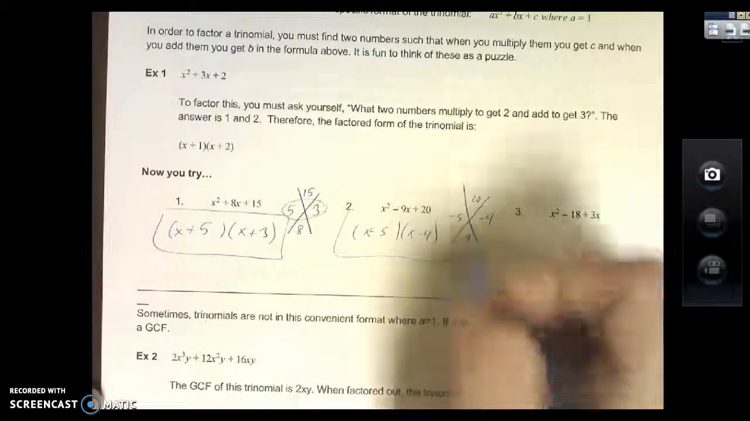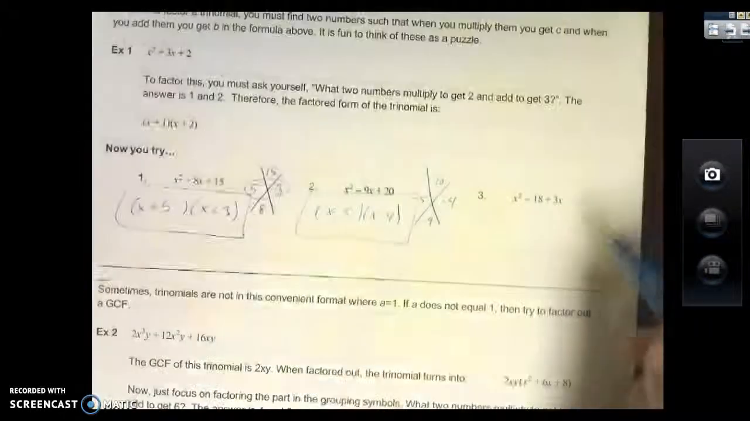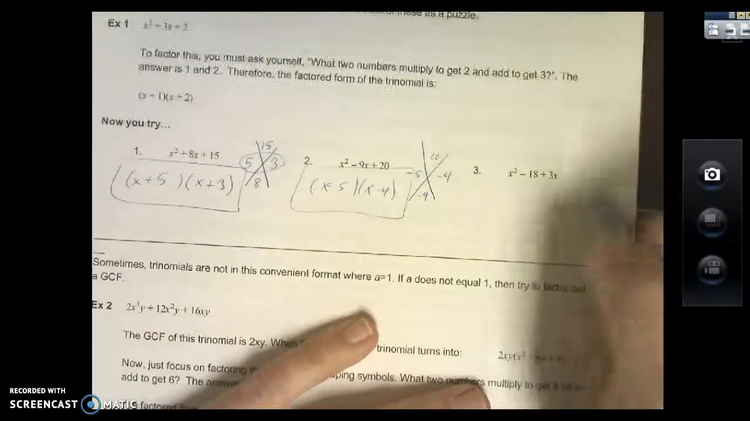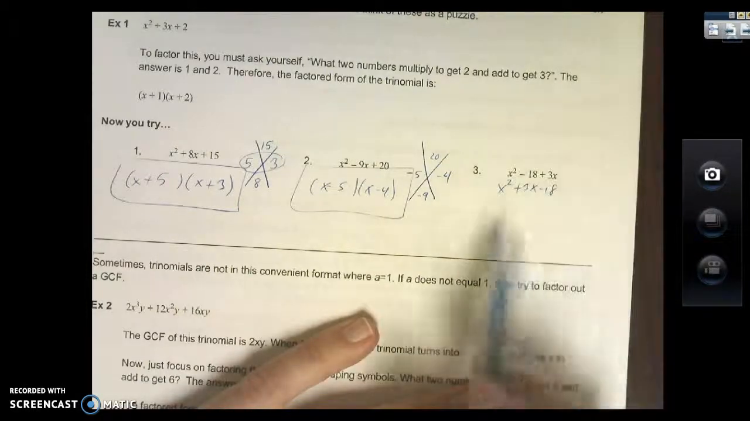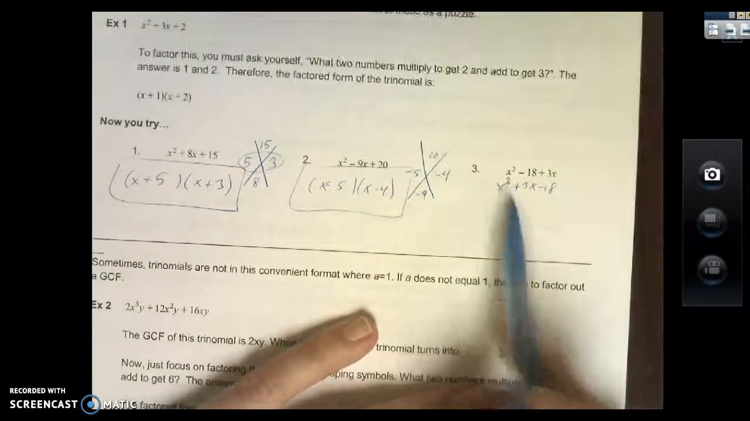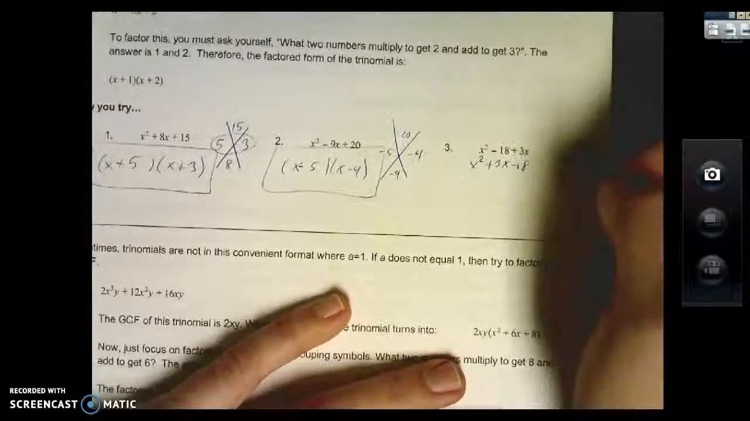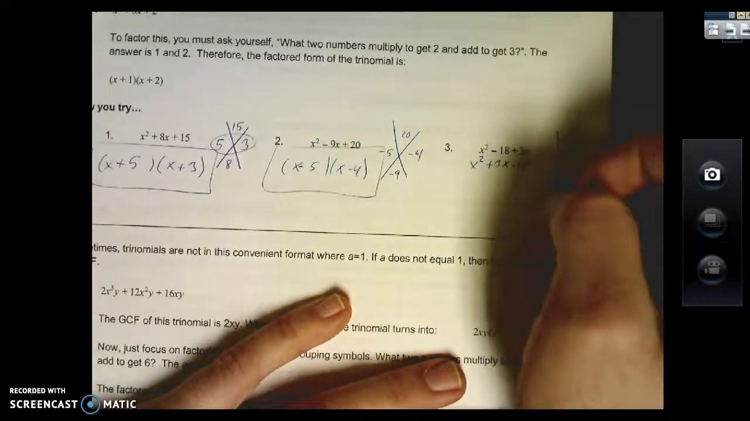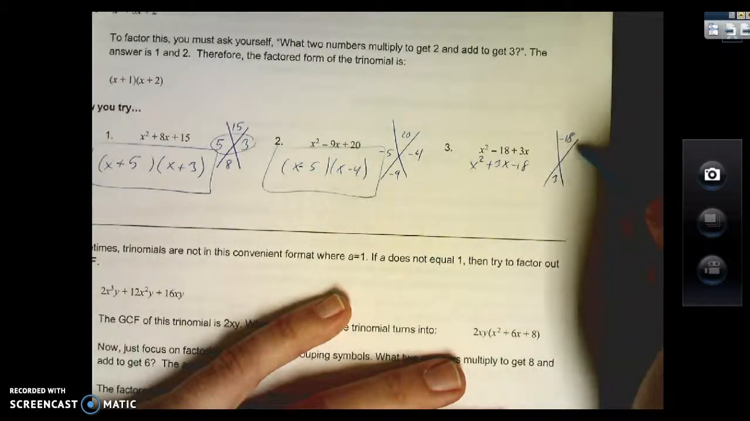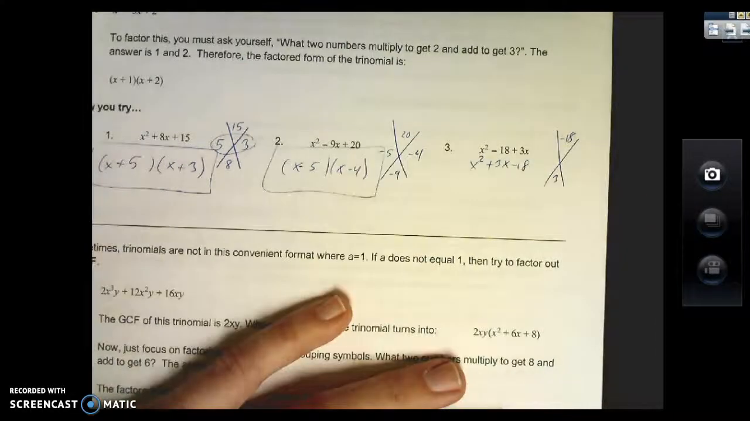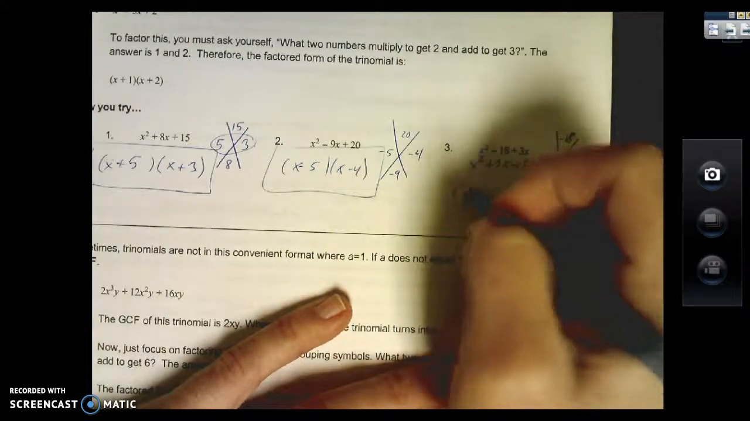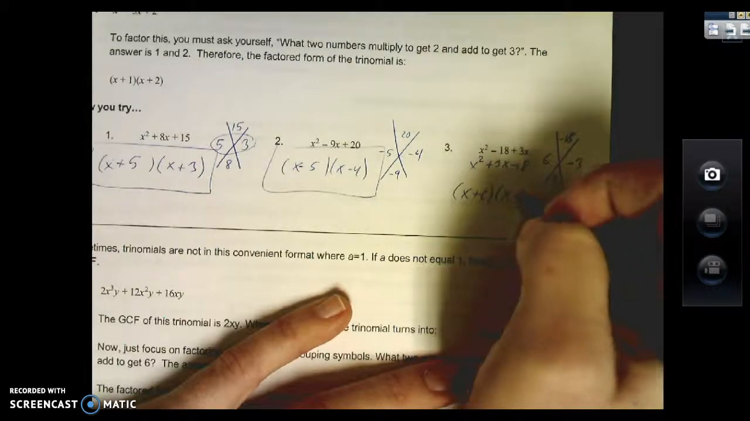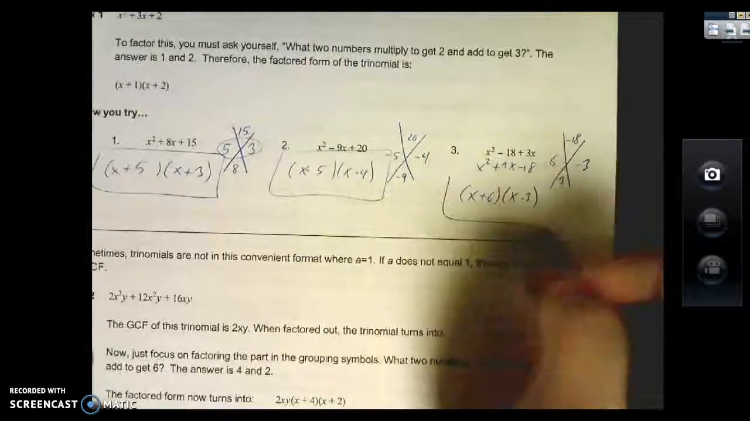Done. It's that simple. Please note for number 3, you have to first get it in standard form: x squared plus 3x minus 18. Hopefully you guys can all recognize that standard form just means you go from x squared to x to regular number. Now I do the same thing. Negative 18 goes up top. 3 goes down low. Notice here I'm going to be subtracting to get to 3. What numbers multiply to give you negative 18 but add to 3? Positive 6, negative 3. So x plus 6, x minus 3. Okay? Good, good, good.